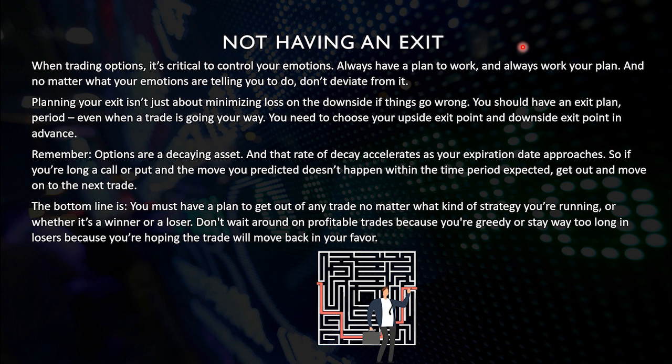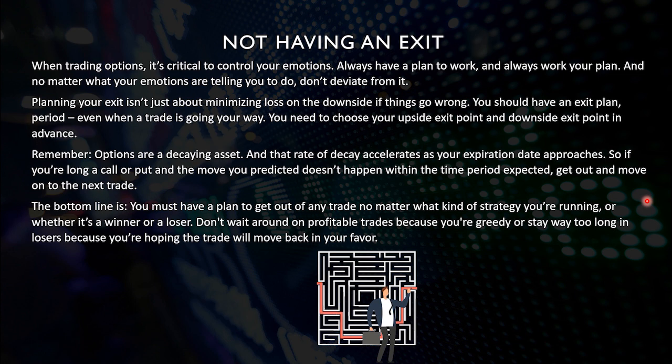That's how you can trade smartly. So planning your exit isn't just about minimizing your loss on the downside if things go wrong. And people make that mistake. They think about having an exit on the downside. It's also on the upside. You should have an exit plan, period, even when the trade is going your way. And this is probably the hardest one to break. You need to choose your upside exit point and downside exit point in advance.